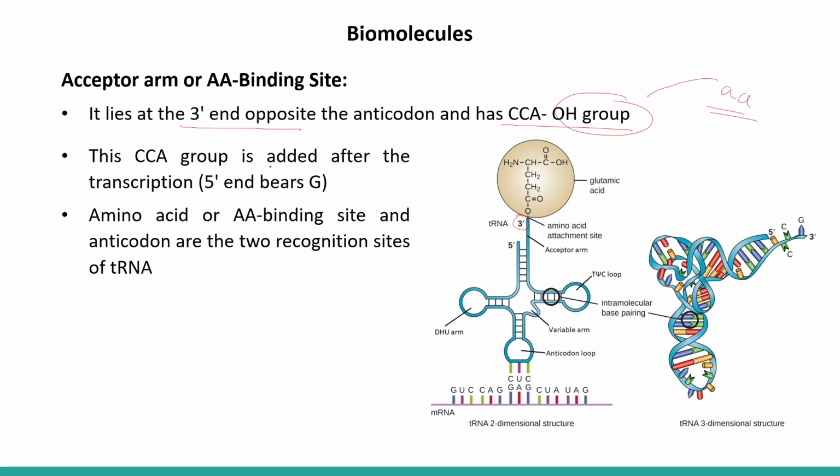So the CCA group is added after the transcription. So this is the modification. This is not permanent or this is not a transcribed form. Okay, this is added after the transcription, means this is the modification of the tRNA structure. Amino acid or AA binding site and anticodon are the 2 recognition sites of tRNA. So this is recognized and this is the one which according to the codon present on the mRNA. Okay.